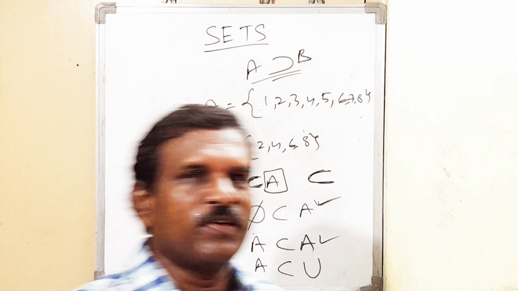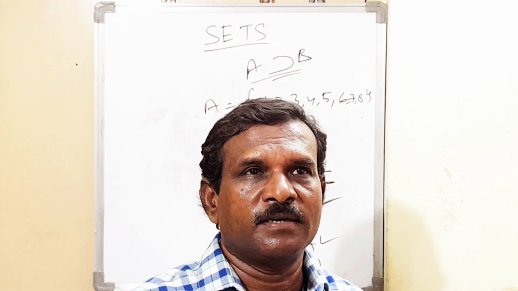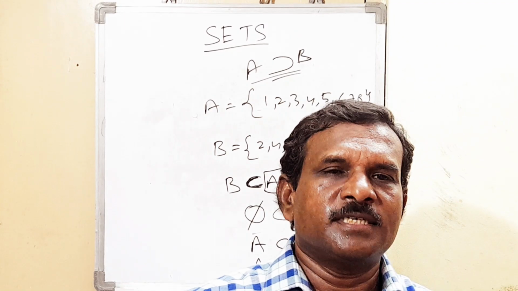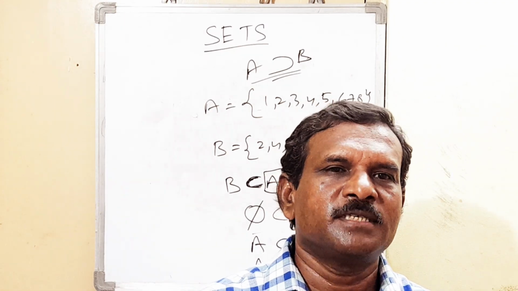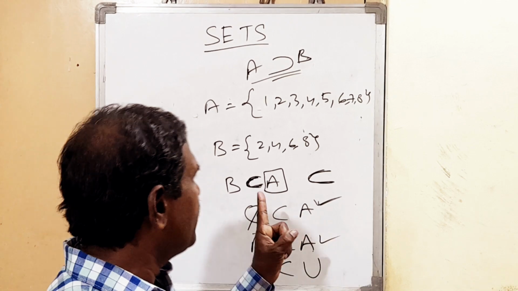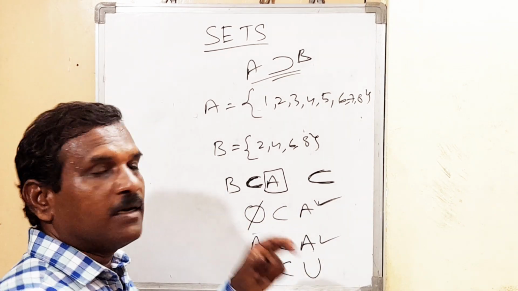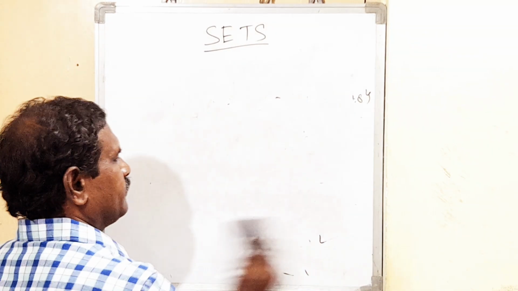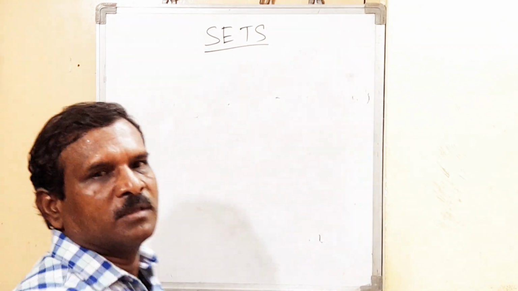So if we find the word superset somewhere, mostly it is not given. In rare cases they might ask what is a superset. Superset means like a universal set only. If A is a subset of B, then B is a superset of A. This is about subsets and supersets.